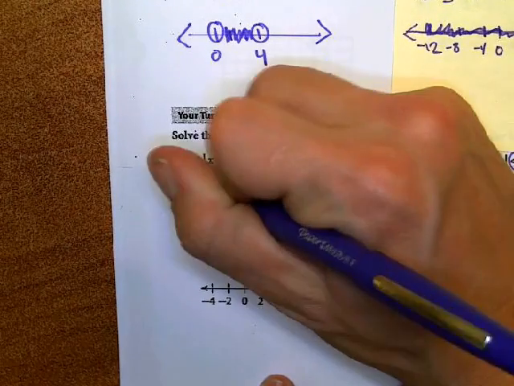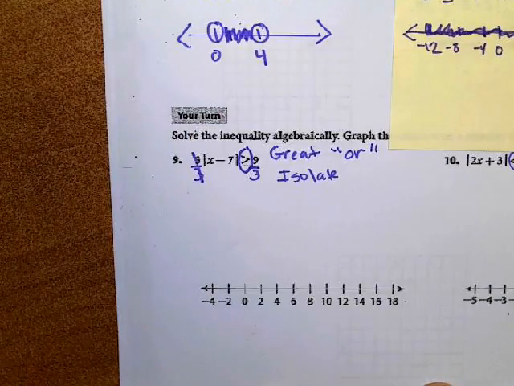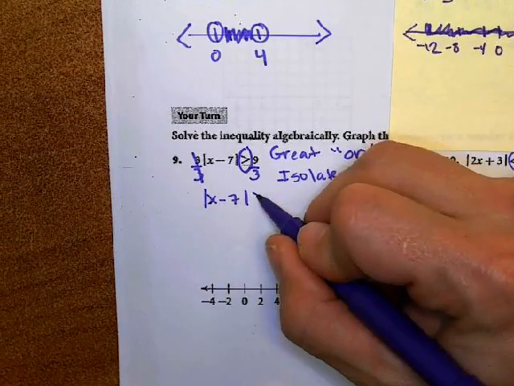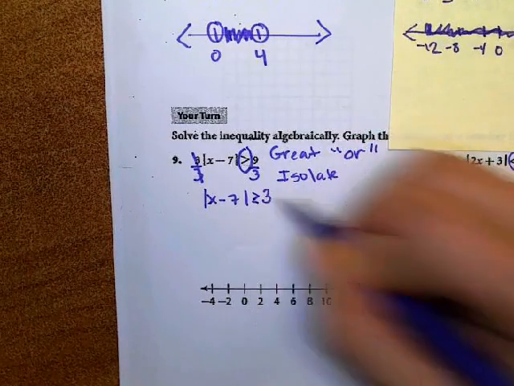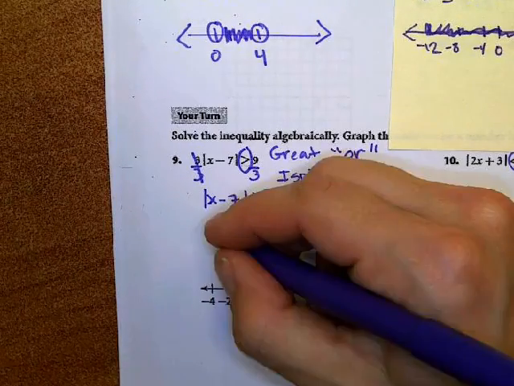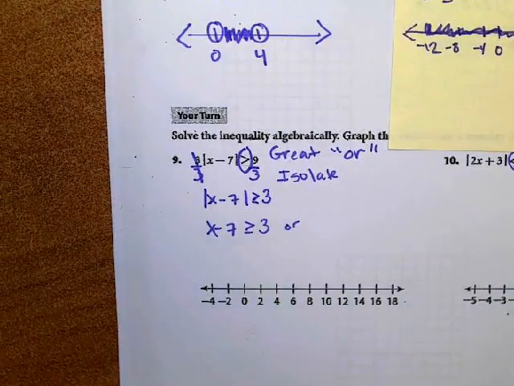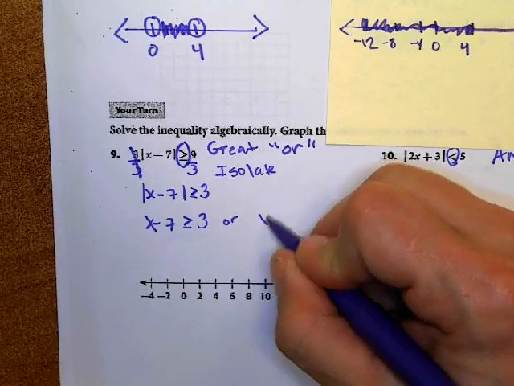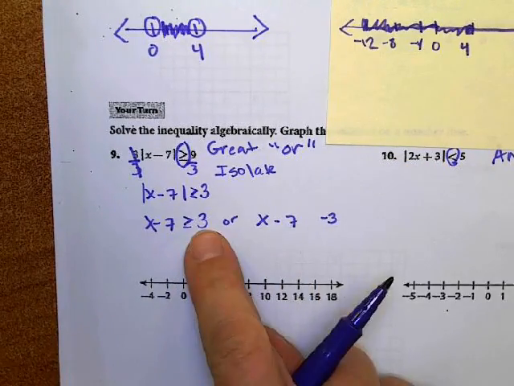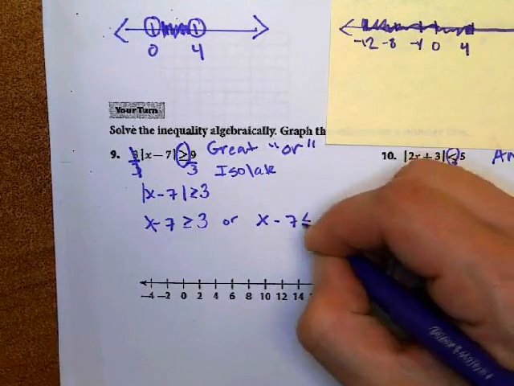So I'm going to get rid of this 3 by dividing both sides by 3. Once I divide by 3, I have absolute value of x minus 7 greater than or equal to 9 divided by 3, which is 3. So here's where I'm going to make my or statement. I drop the bars, put in the word or to remind myself that it's an or, and then I'm going to change my 3 to a negative 3. When I change this 3 to a negative 3, I have to switch my inequality from a greater than or equal to a less than or equal to.